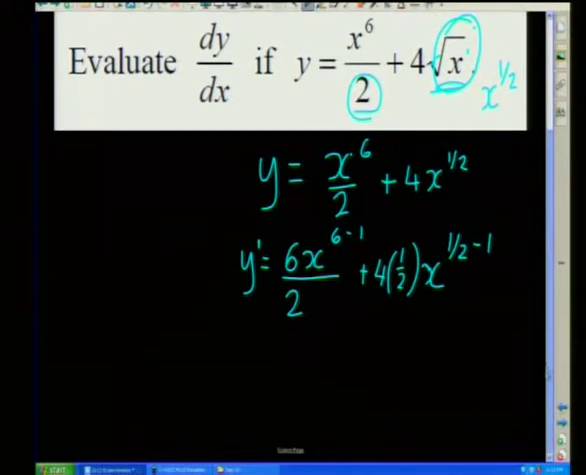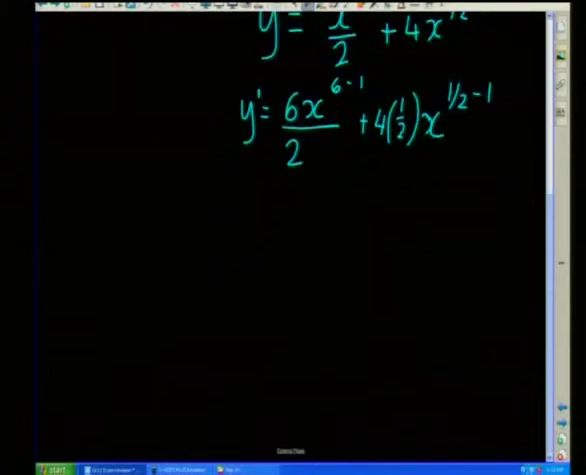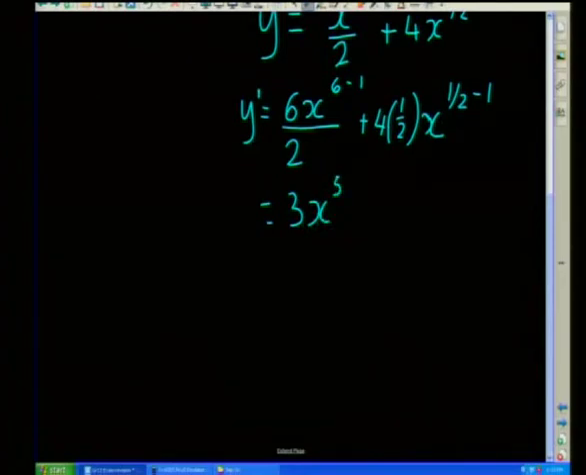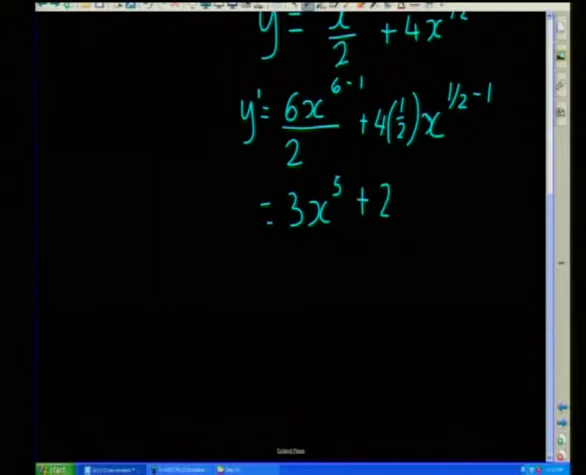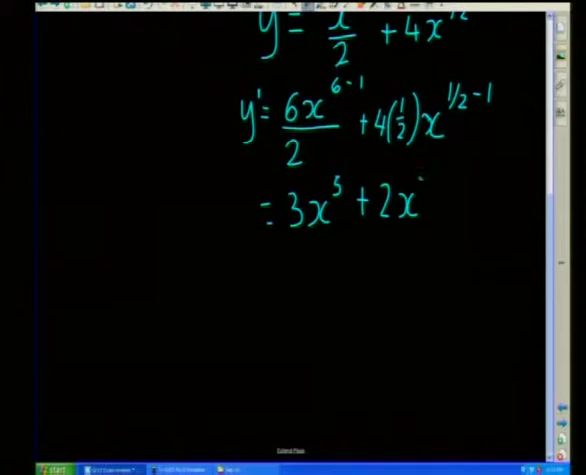Okay, so simplifying that, 6 divided by 2 is just going to give us 3. x to the power 6 minus 1, which is 5. 4 times a half is just 2. And then x to the power a half minus 1 is just negative a half.